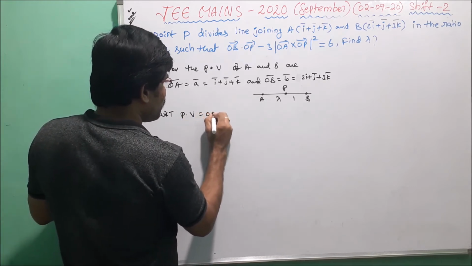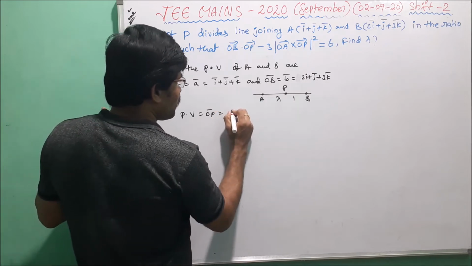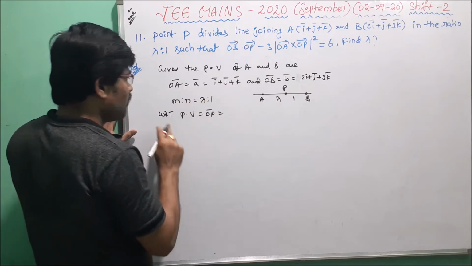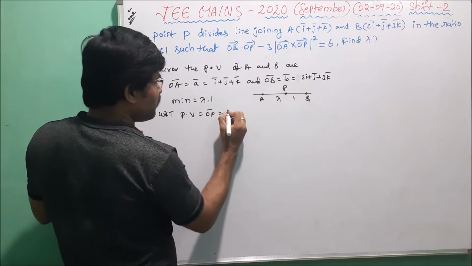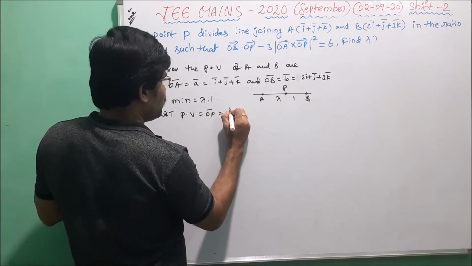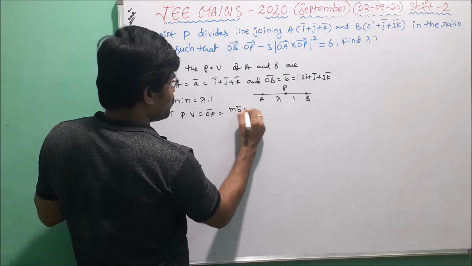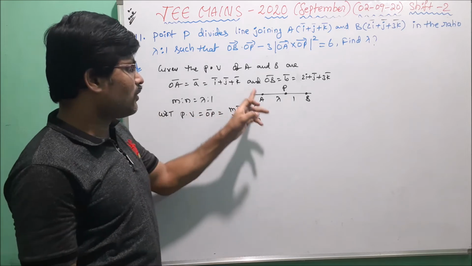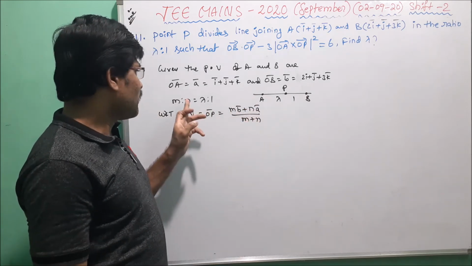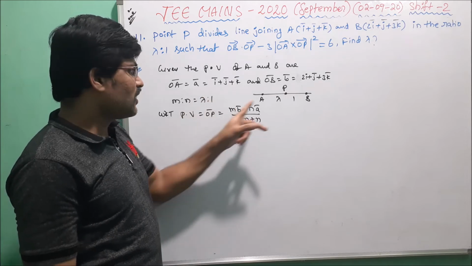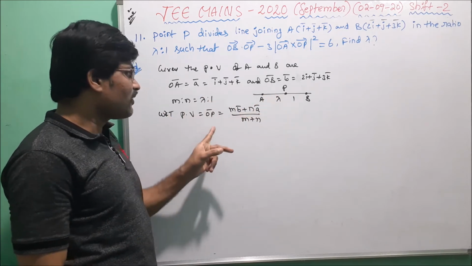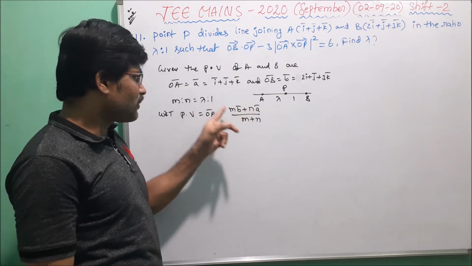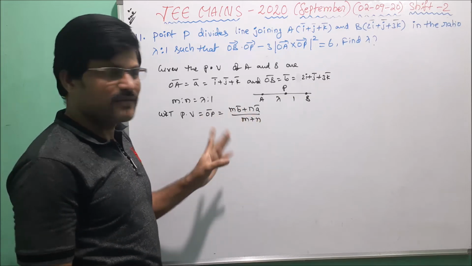position vector OP bar equals, here the ratio m is to n equals lambda is to 1. The formula is (m b bar plus n a bar) by (m plus n). Here a bar and b bar are the two line joining points. m is to n is the internal ratio. Therefore, the internal point is (mb bar plus na bar) by (m plus n), the position vector of P.